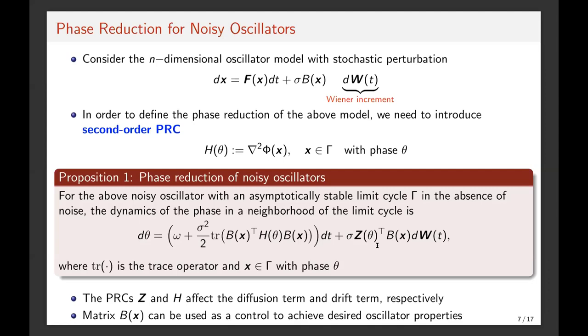So our goal is to look at the matrix B of X and use it as a control mechanism to achieve desired properties for our oscillator. I will get back to that and give an example later in the talk. So this matrix B is very important for us, and it's important that it depends on the state variable X.